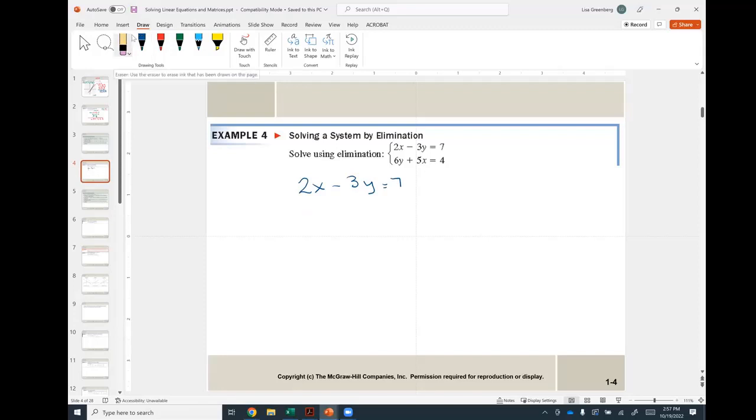We want to put them in the same order. So I'm going to change the order of this so that x is first and y is second. So now I have x's together, y's together, and then my solutions. Why we call it elimination is because we're going to first eliminate one variable. And how we're going to do that is we're allowed to multiply either equation by something. And then if we add them together, we're going to get some other equation.